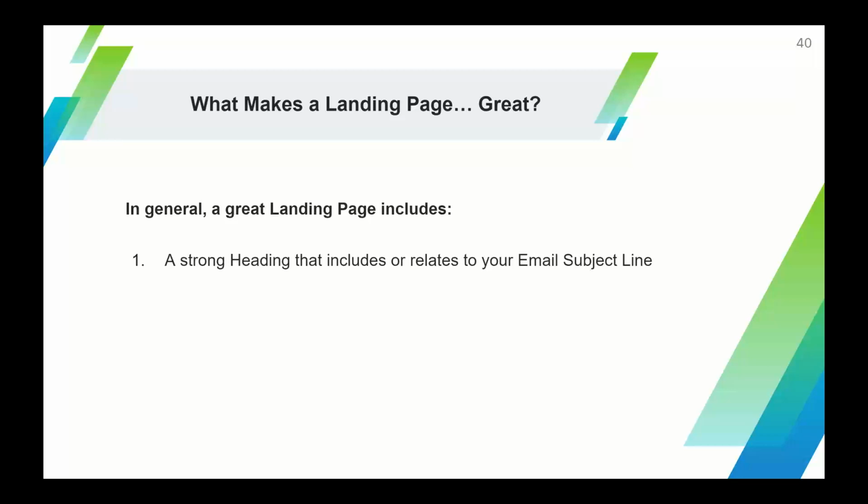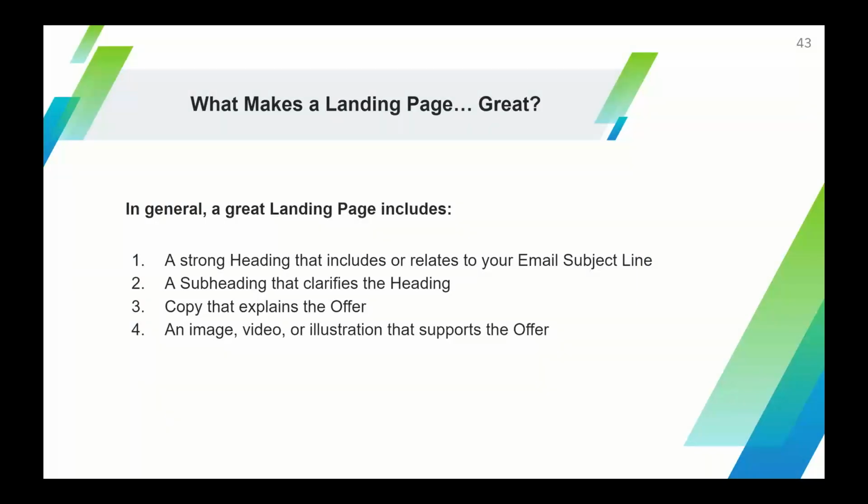So what makes a landing page great? In general, a great landing page includes, one, a strong headline that includes or relates to the email subject line. Two, a subheadline that clarifies the heading, so it needs to answer the main headline. Three, copy that explains the offer, so the offer needs to be clear. Four, an image or a video or illustration that supports the offer, so make the offer visual. Five, trust elements such as customer logos, reviews, or testimonials.